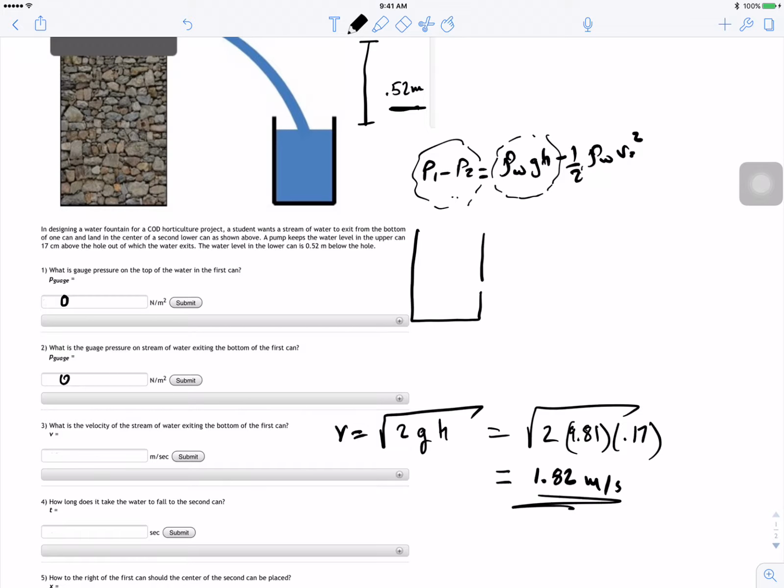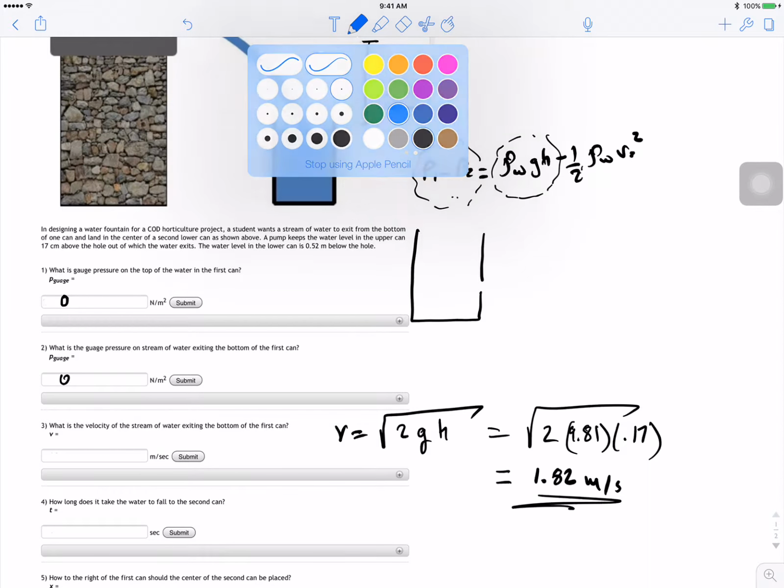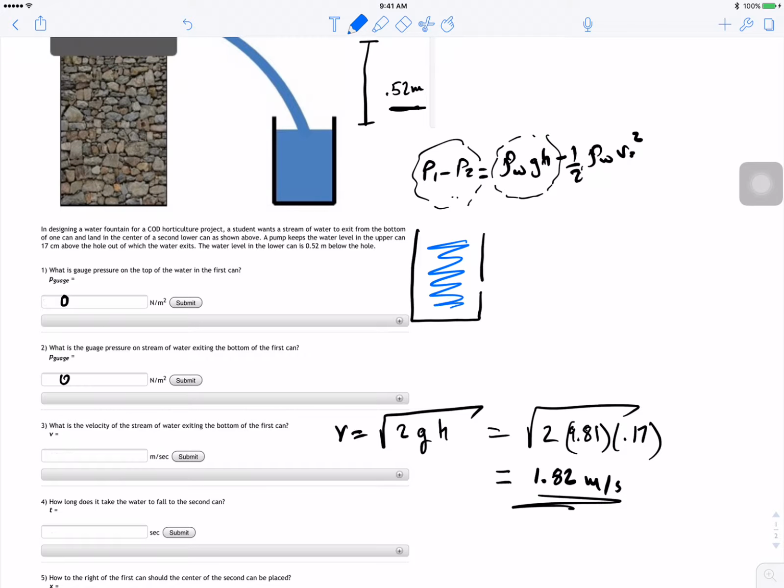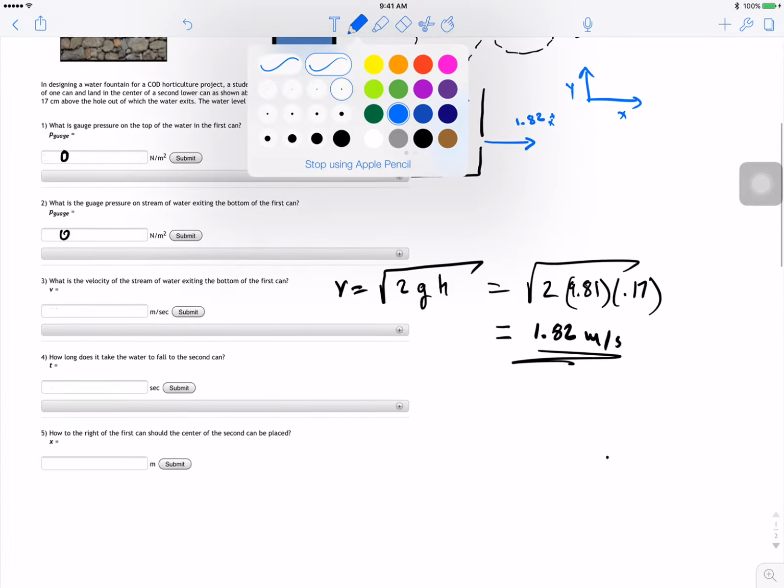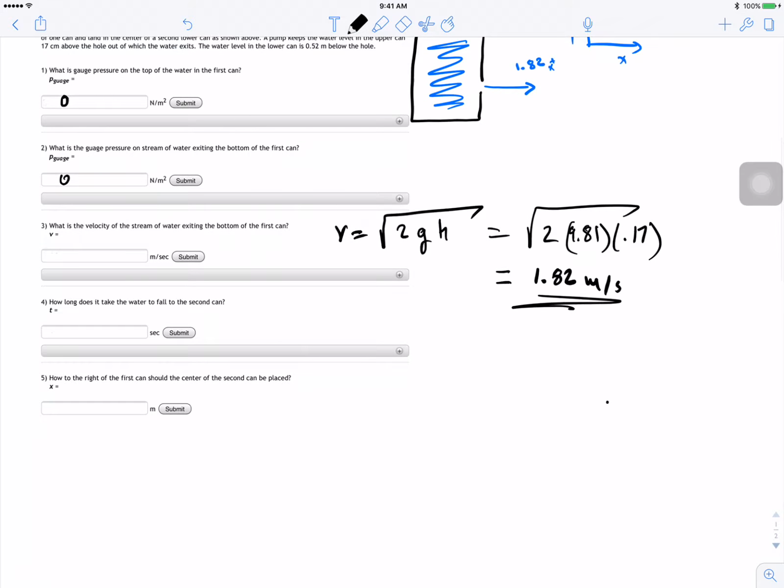So now remember, this value is when the water, let's say this is the water, put blue. So the water is going in this direction, 1.82 in the x direction. Let's call it the z axis. This is x, this is y. So it's going in the x direction, so x positive. I need to clear that up because in the second question it might confuse somebody.